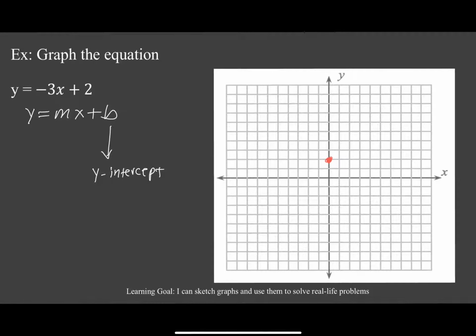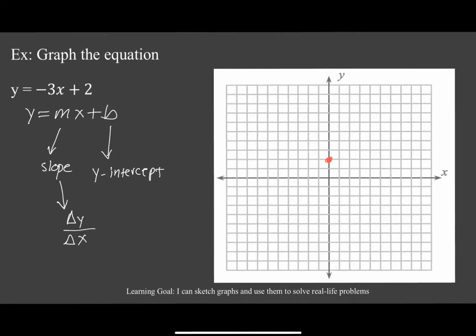And the next thing we're going to look at is this m value, which in this case is negative 3. That represents our slope. And if you recall, slope is just your change in y over your change in x. So that tells you how much you have to go up or down, as well as how much you're going to go left or right.